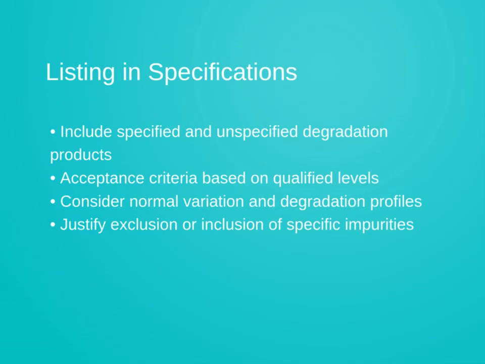When it comes to setting specifications, all degradation products likely to appear during manufacturing or shelf life must be listed. These are referred to as specified degradation products, whether identified or not. Unspecified degradation products should have a general limit based on the identification threshold. The limits should never exceed the levels at which a degradation product has been qualified. Excessive batch-to-batch variability may point to inadequate control over the manufacturing process and must be investigated.